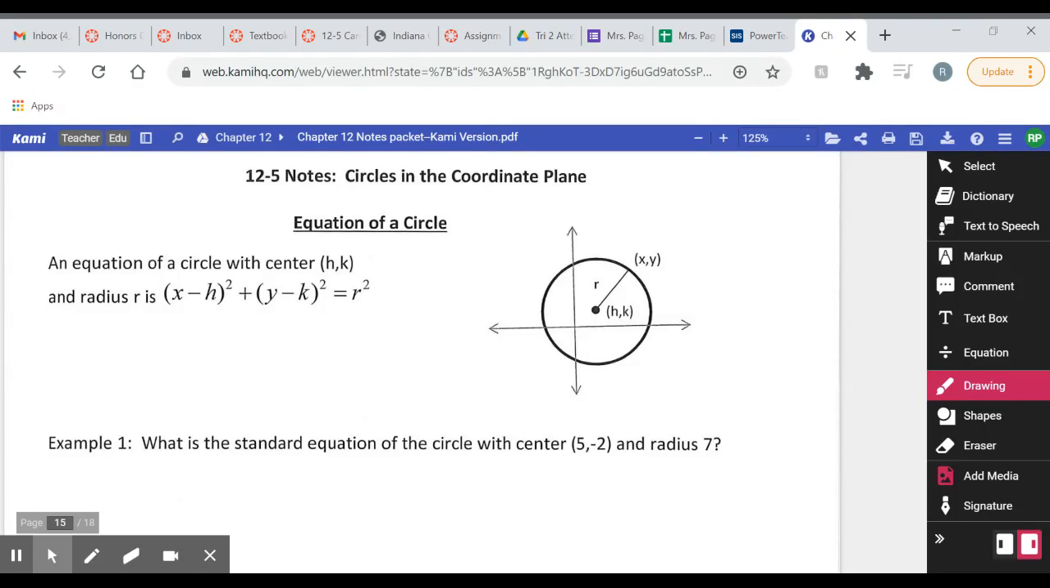Hi, welcome to the section 12.5 notes, circles in the coordinate plane.